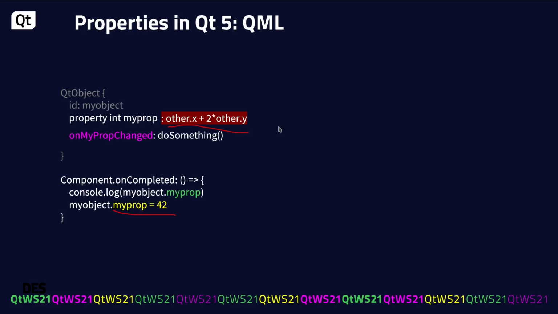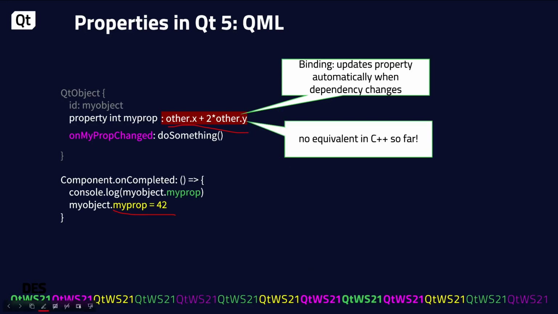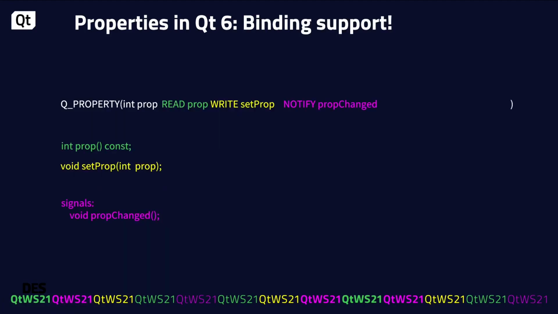And that is quite a new feature because properties will be automatically updated without you doing anything once one of the dependencies changes. And importantly for this talk, there was no equivalent in C++ so far. And as you might have guessed, in Qt 6, that equivalent has been introduced. So in addition to our read, write, and notify specifiers in Q_PROPERTY, we now have a bindable specifier, and this allows you to make your properties bindable in C++.